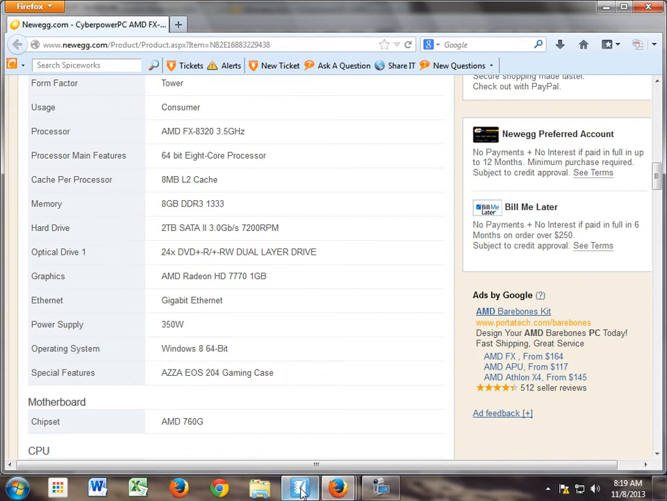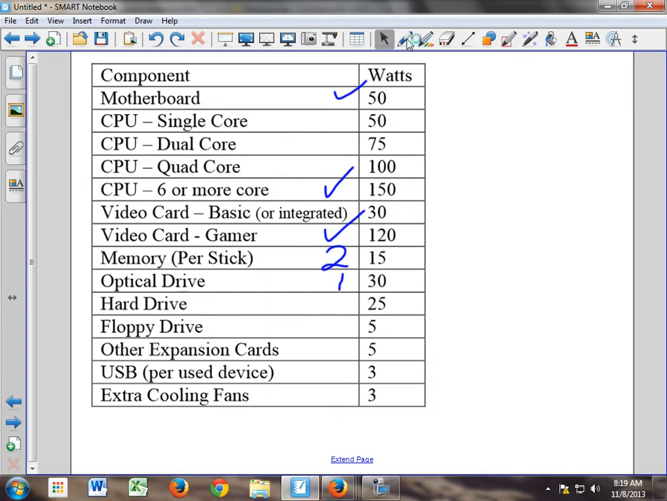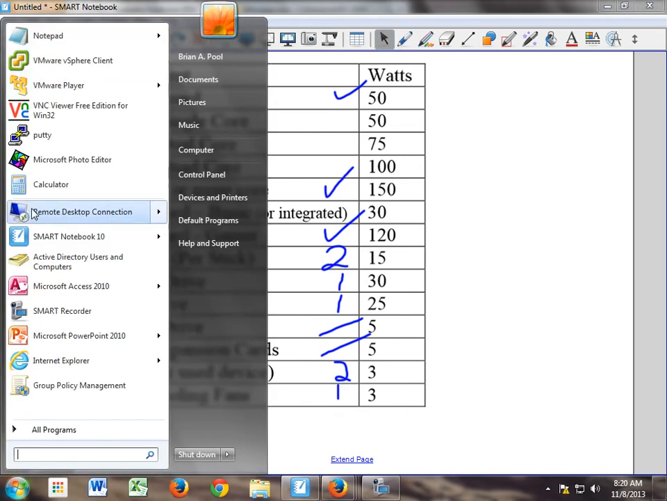It's got a 350 watt power supply. How do we feel about that? Not bad. How many floppy drives? None. No other expansion cards. USB that it's using, I'm going to say 2, right? It's got 2 in the front and 6 in the back. Yeah, but how many per used device? So it'd be like for keyboard and mouse? Keyboard and mouse, yeah. Extra cooling fans 1.